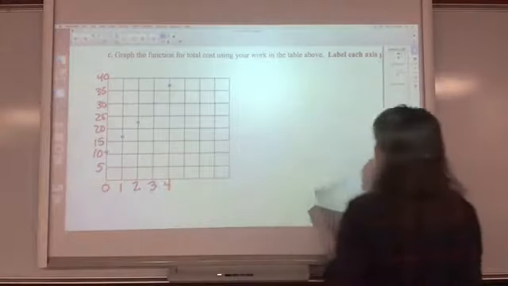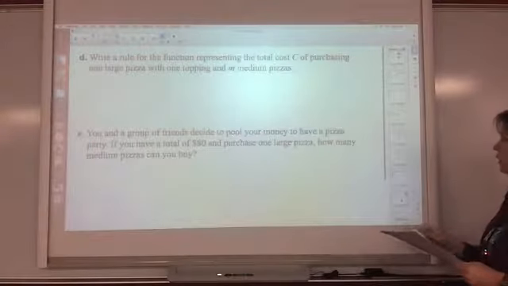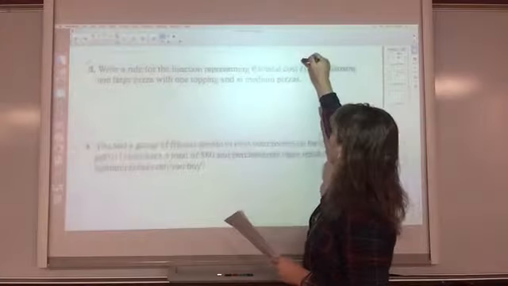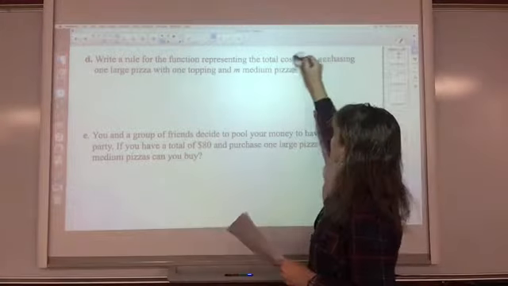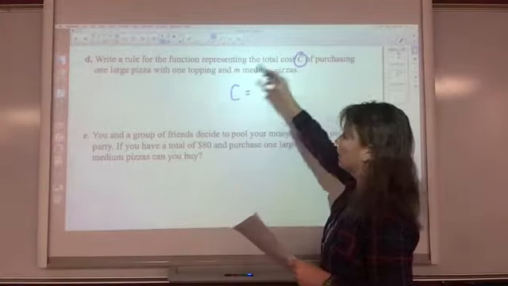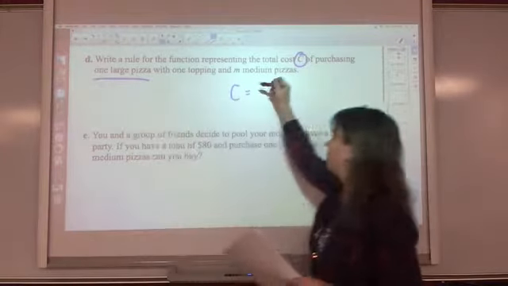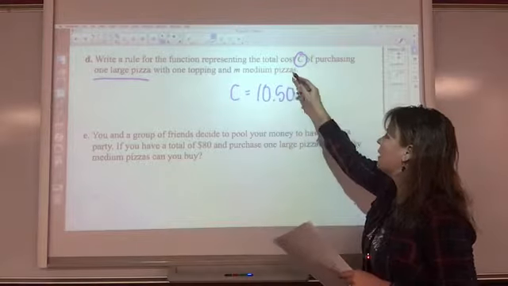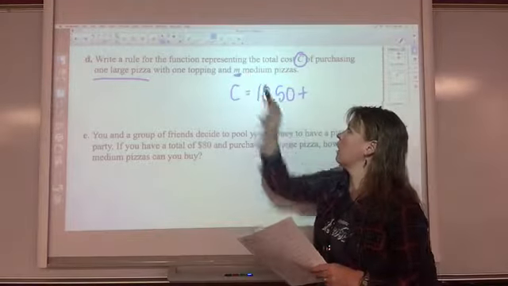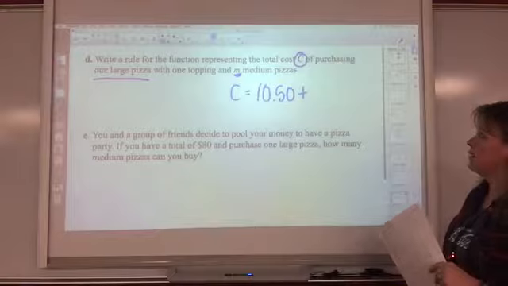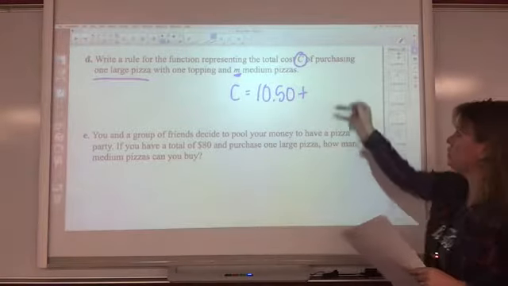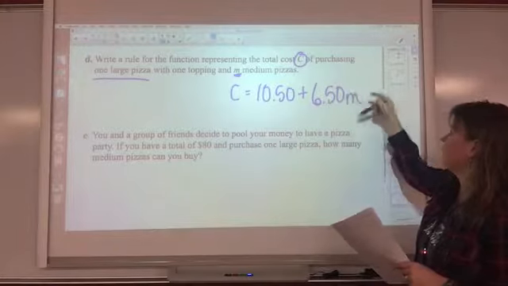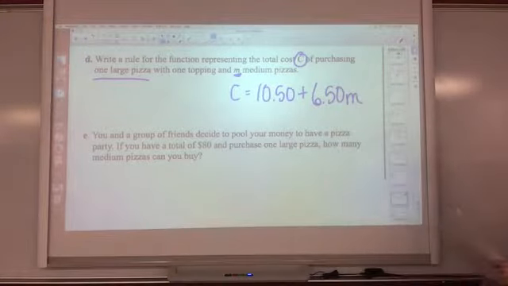Part D of that, we need to write a rule to represent that function. Write a rule. We know it's cost of pizza, so let's use cost, C. 1 large pizza, that price is always $10.50, and you can add as many medium pizzas as you want. As many medium pizzas as we want. How much do the medium pizzas cost? $6.50 for every medium pizza.